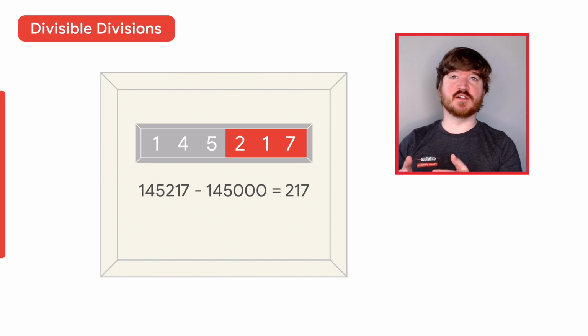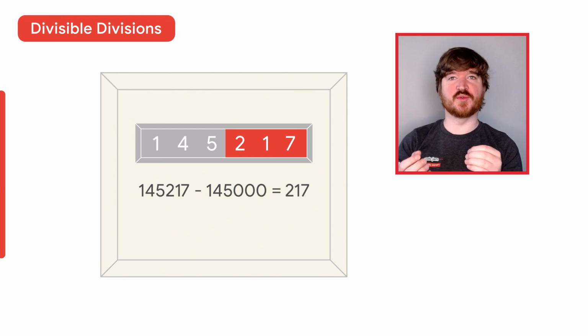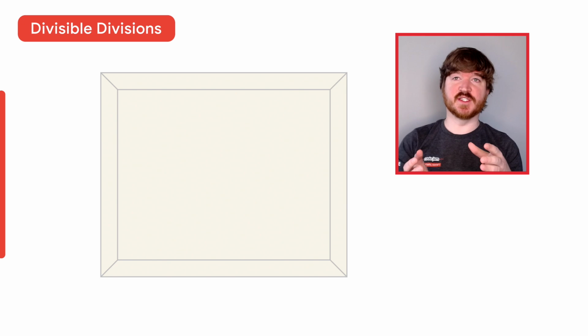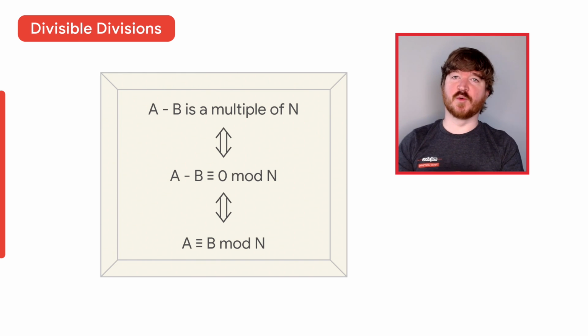Right. And in general, we're always interested in some prefix a minus some other prefix b. This difference is a multiple of n if and only if a and b are equal to one another, mod n. We can use this to speed up our dynamic programming solution from before. Now we're not going to go into full details here, we're just going to give a few hints to help you put it all together.